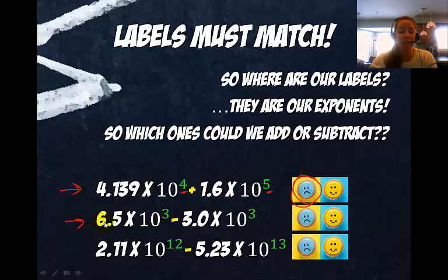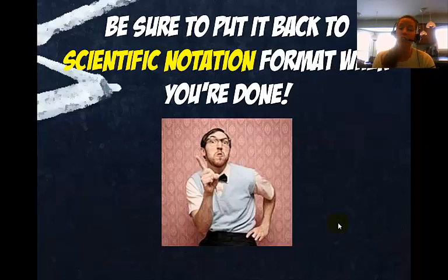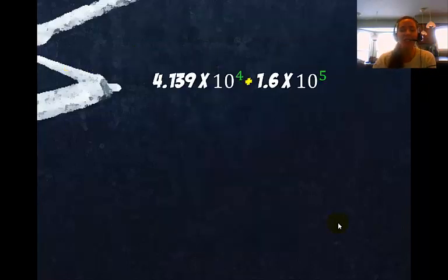What about the next one? 6.5 times 10 to the 3rd minus 3.0 times 10 to the 3rd. Yes, our labels match. We have 10 to the 3rd each time, so we could go ahead and subtract those as they are. The last one, 10 to the 12th, 10 to the 13th. No, unfortunately, wouldn't work. Sad cupcake right there. All right, and then once you've done the problem, make sure that it's back in scientific notation format when you're done. So let's take a look at this problem here.